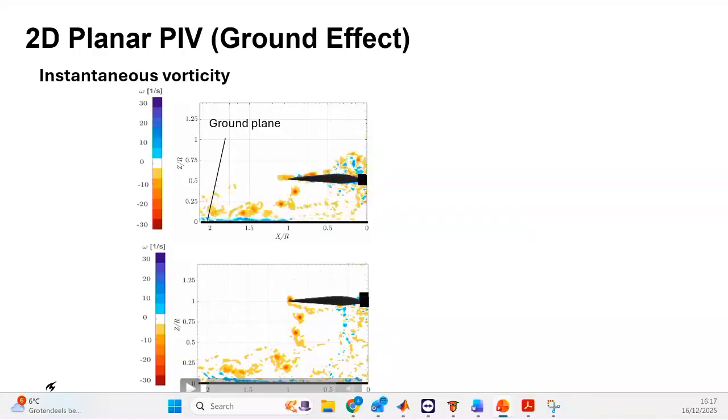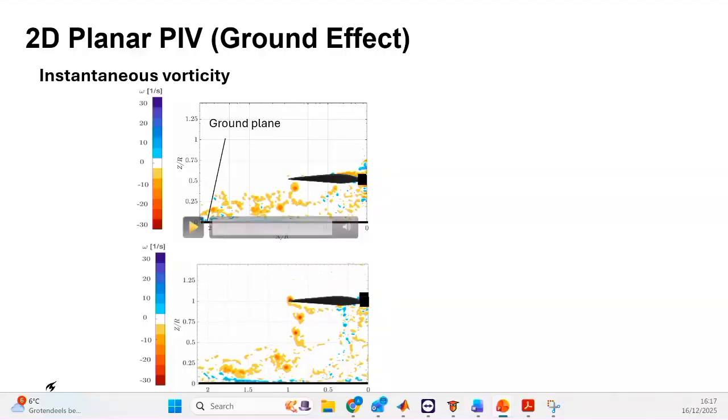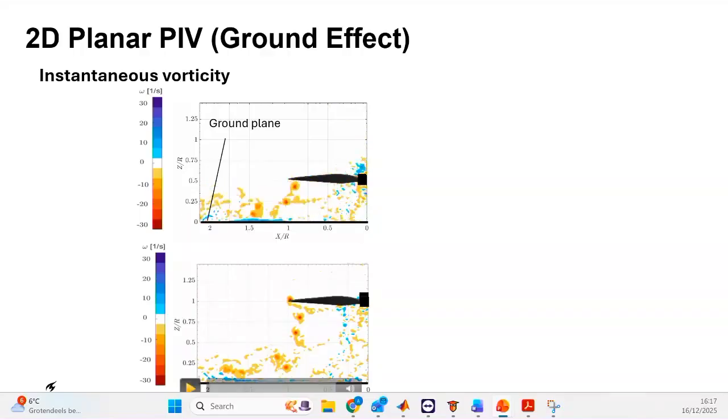This is for 0.5 R, where R is the radius of the propeller, and this is for 1 R, which is a bigger distance from the ground. In the first video, we can see how the vortices convect downward, and then when they interact with the ground, they start dissipating along the boundary. Then, if we increase the distance from the ground, the coherence remains in the wake, but then we can start to see the diffusion here.